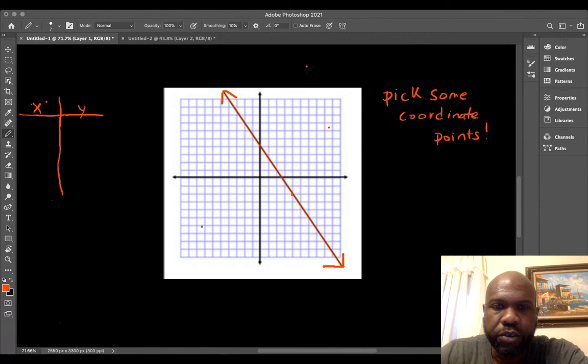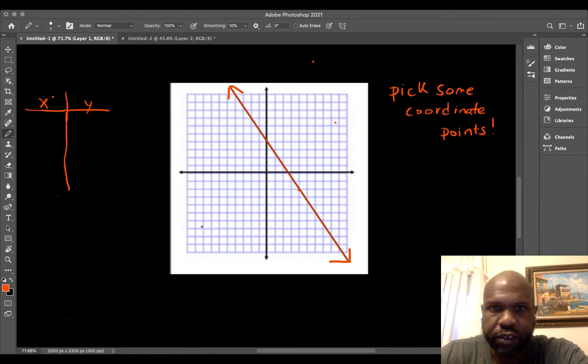Okay. So here's a line. What we're going to do is pick some coordinate points, plot them, and then put them in this little table over here. This line is continuous because it has 2 arrows on each side. So that's a continuous line. This is a linear line. Later on we'll start talking about the correlation of the line and how that line is going, whether it's positive or negative. That's where we're going to end up going.